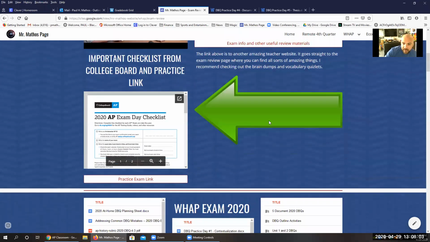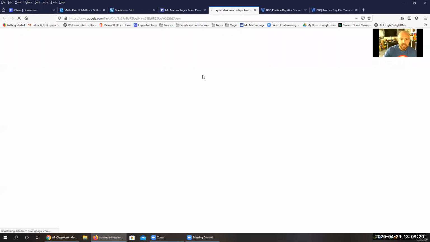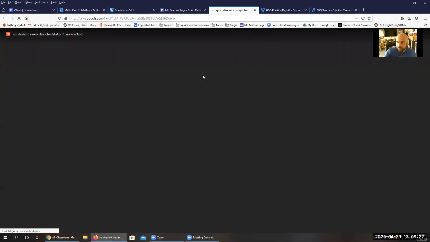See this big green arrow? It's pointing at something kind of important. This is something given out by College Board for your exam day checklist. It's kind of like a sheet where you could put everything you need, and it's got little reminders on it. And if you open it up, it literally gives you a place to put all your information that you're going to need for your exam.